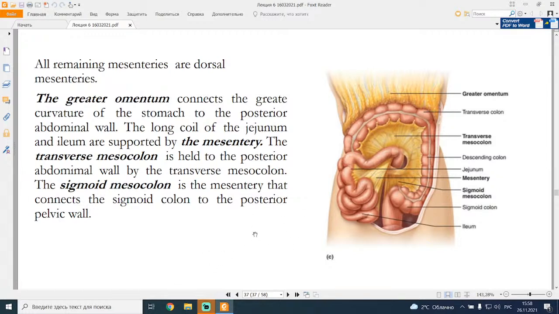The transverse mesocolon is held to the posterior abdominal wall by the transverse mesocolon. The sigmoid mesocolon is the mesentery that connects the sigmoid colon to the posterior pelvic wall. What you see? Mesentery, transverse mesocolon and sigmoid mesocolon.